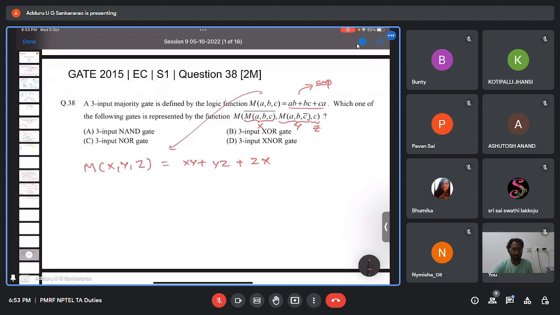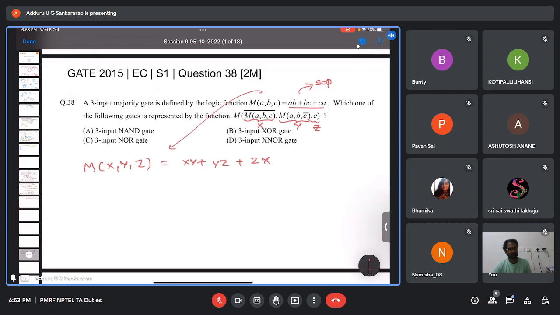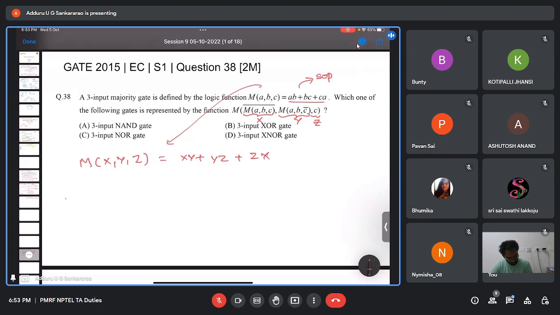First we will solve this in sum of minterms form. First I want to find out X. What is X? X is M of A, B, C whole bar. Now to find X, I want to find M of A, B, C in sum of minterms form. M of A, B, C is AB plus BC plus CA. You know how to convert SOP form into sum of minterms form.